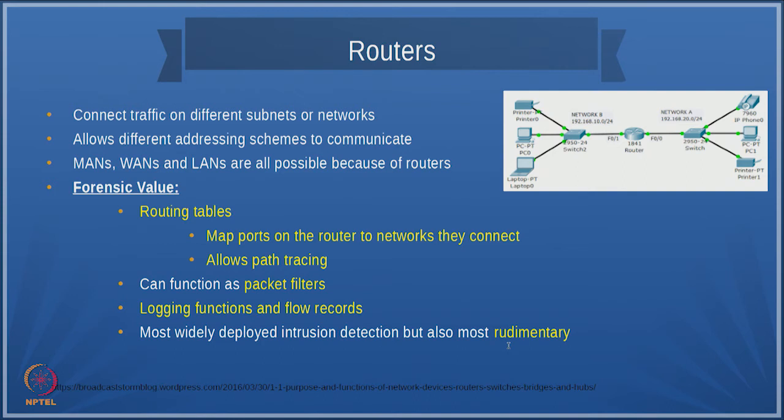It is like telling at what time what data was routed via what port, and what port to what network. This is a very important piece of information. Routing tables allow path tracing. Path tracing means how the data gets from the source to the destination. So, how does one find that out?